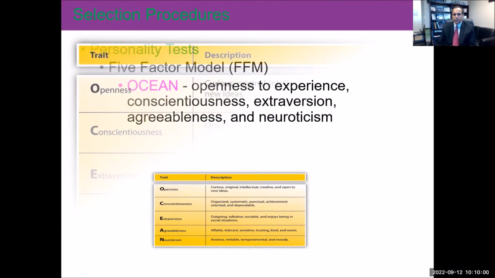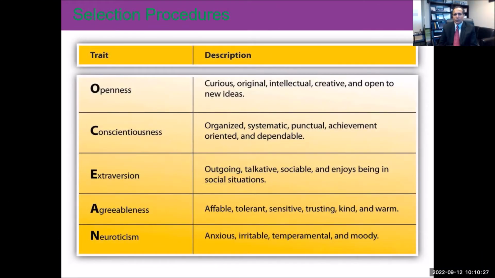Some people use the 5-factor model, otherwise known as FFM, to assess candidates' openness to experience, conscientiousness, extroversion, agreeableness, or neuroticism levels or scores, otherwise known as OCEAN, to select the right individuals for the company. So in the 5-factor model, you're looking at various traits that candidates might be representing.